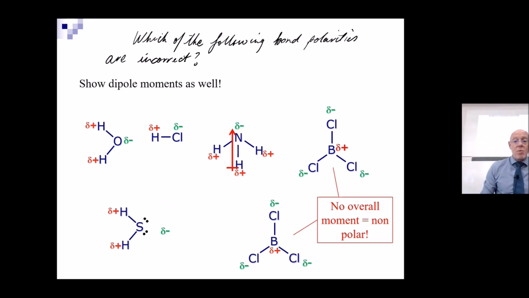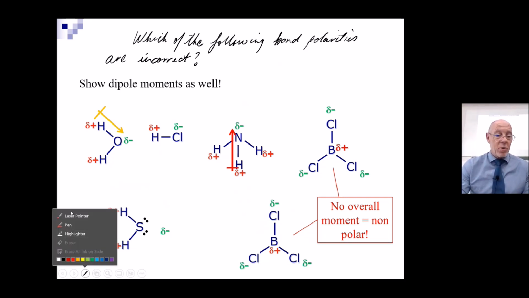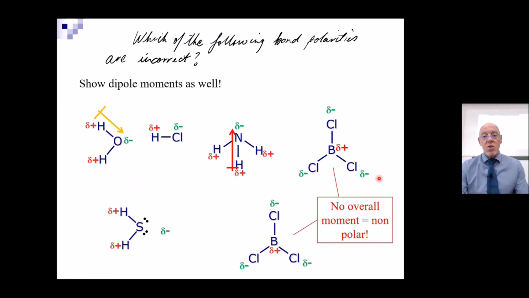Now, if there's no overall dipole moment, that means the molecule overall, and listen, this is quite important, has no dipole moment. That means you've got an interesting situation. You've got polar bonds in the molecule, but the molecule as a whole is not polar. So the bonding is polar, but the molecule isn't.